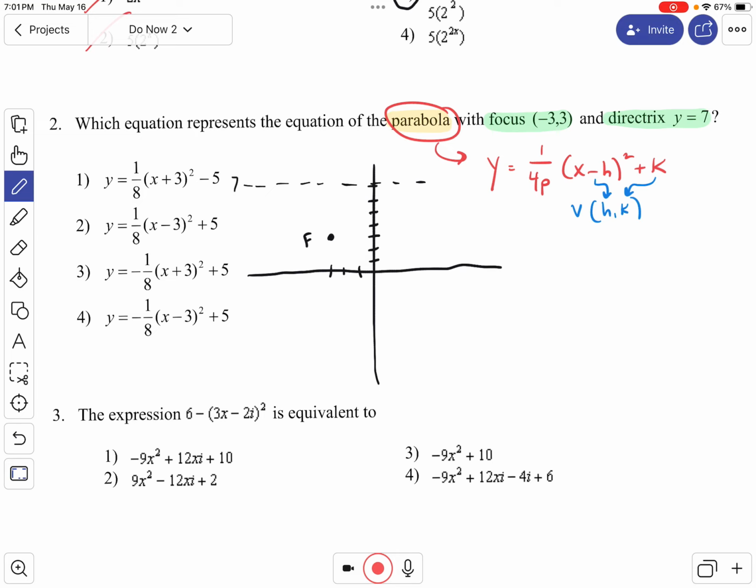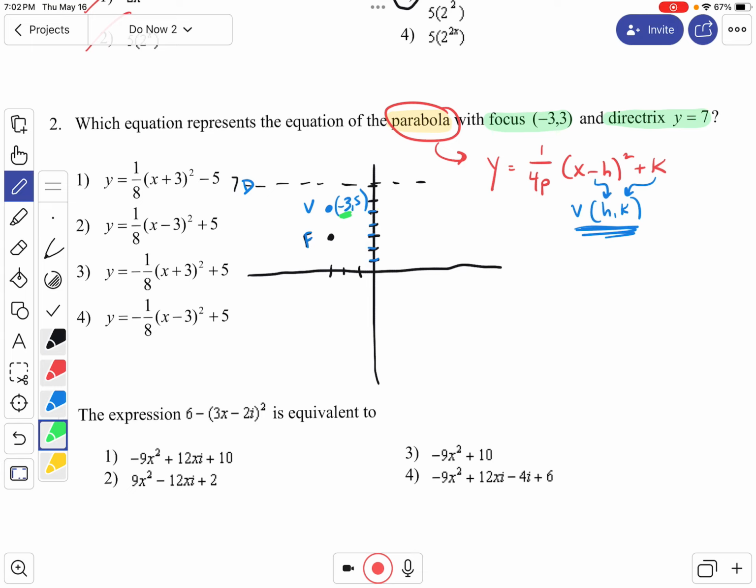Now, one of the things that we know is that our vertex is always in the middle of our focus and our directrix. So if this is our focus and this is our directrix, I know that my vertex is going to be right in the middle. So what is that point? Well, I'm still at -3, and 1, 2, 3, 4, 5 up. So (-3, 5).